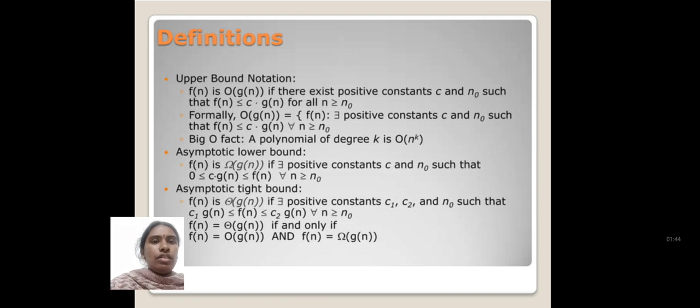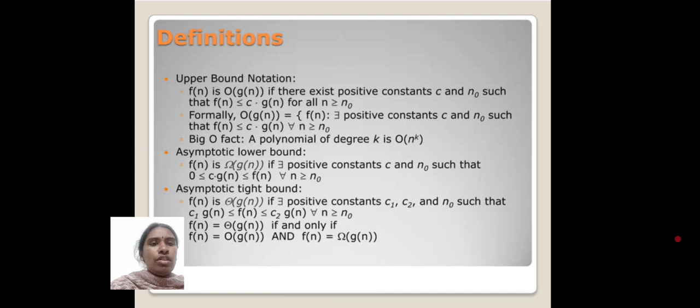Now, the definition for the upper bound notation. f of n is big O of g of n if there exist positive constants c and n naught such that f of n is less than or equal to c into g of n for all n greater than or equal to n naught. Formally, big O of g of n is the set of f of n for which there exist positive constants c and n naught such that f of n is less than or equal to c into g of n for all n greater than or equal to n naught. Here, a polynomial of degree k is big O of n power k.